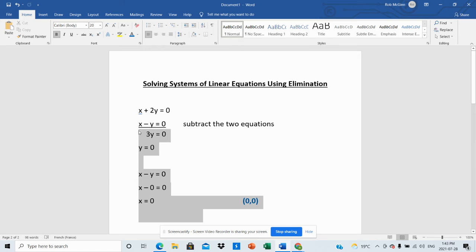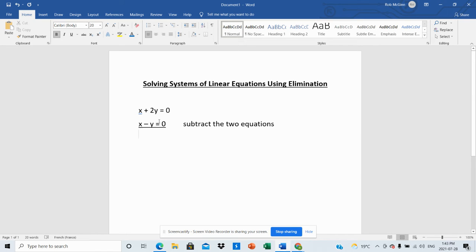We're going to go right to there. All right, so here we've got our two equations, x plus 2y equals 0. Our other one is x minus y equals 0. Well, we may notice that if we subtract these equations, our x's are going to be eliminated.